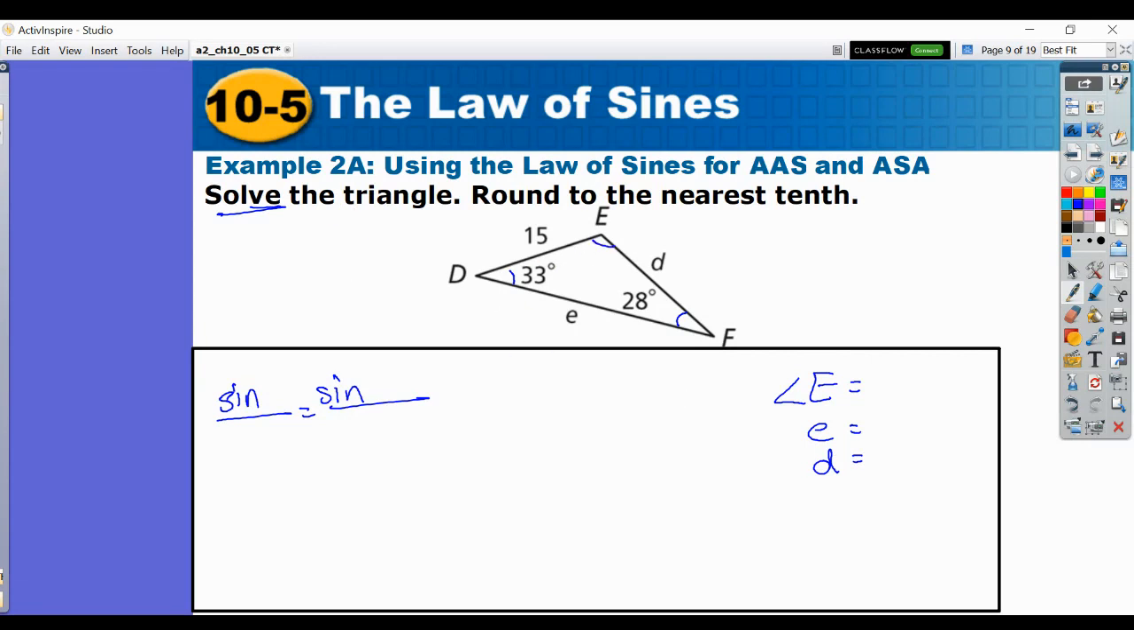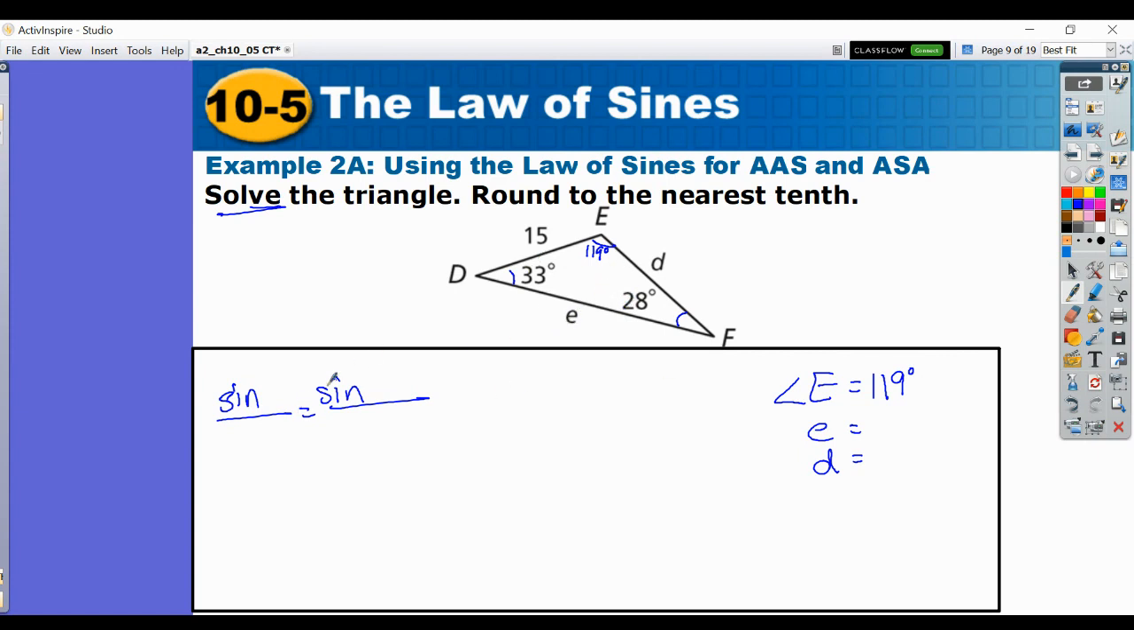Now angle E is going to be the easiest thing to do, so I'm going to do that first. 180 minus 33 minus 28 is 119. So I have a 119 degree angle up here, and I like to label it on my picture so I can continue solving. That didn't use any laws at all. That's just a theorem in geometry: the angles in a triangle add up to 180.